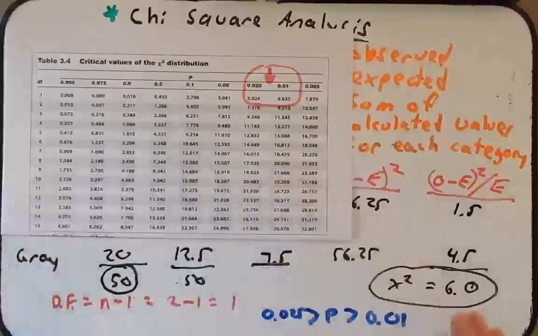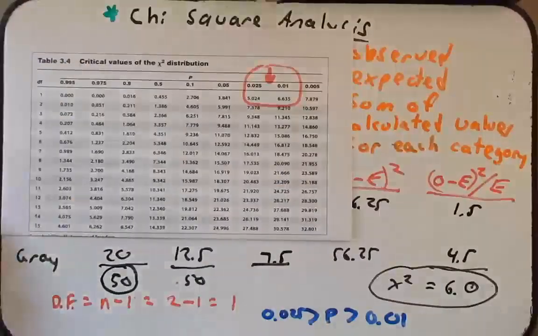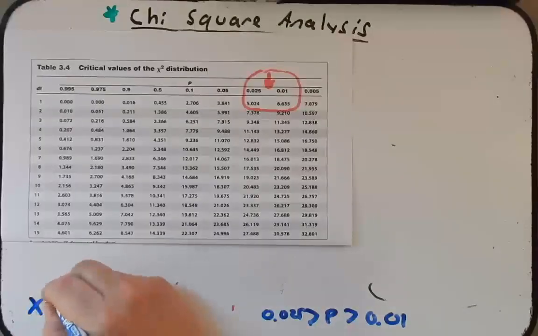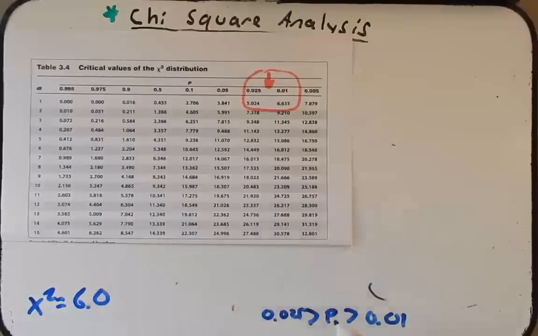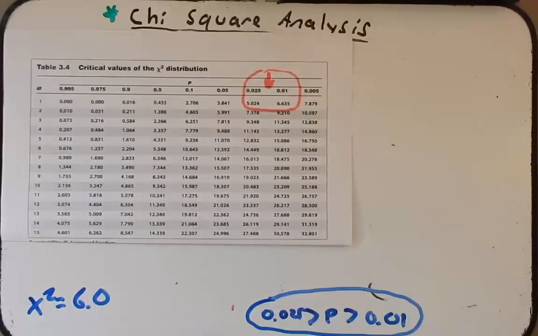I'm going to keep this table here, but I'm going to erase some space so I can do some more writing. So remember our chi-square was 6.0. Our probability that the deviation is due to chance alone is between 0.01 and 0.025. You could also think of this another way and say that the chance that this could occur is between 1 and 2.5%, though I like this way of showing it a little bit better.